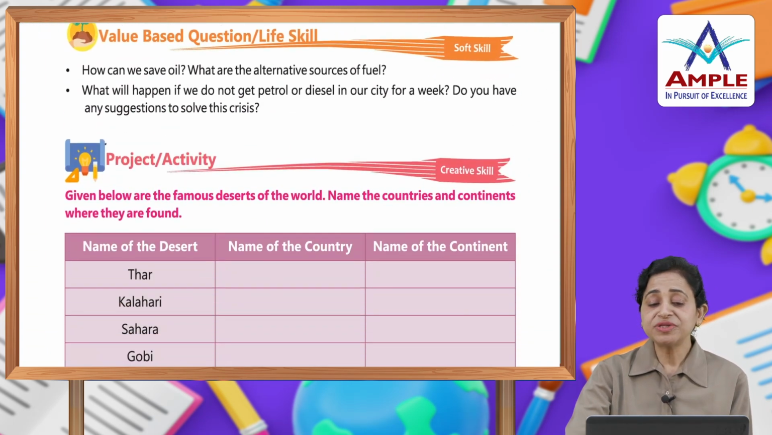Value based question, life skill. How can we save oil? What are the alternative sources of fuel? What will happen if we do not get petrol or diesel in our city for a week? Do you have any suggestions to solve this crisis?